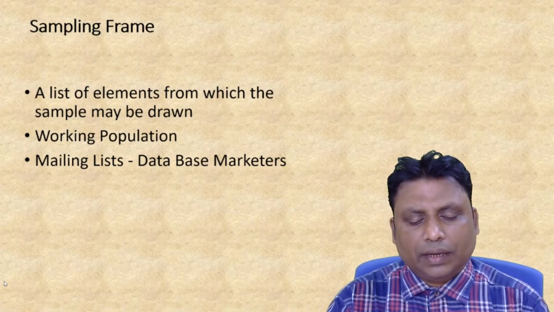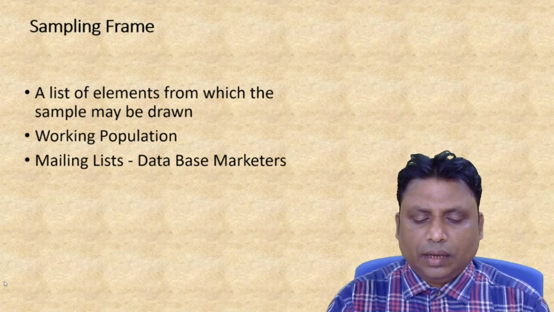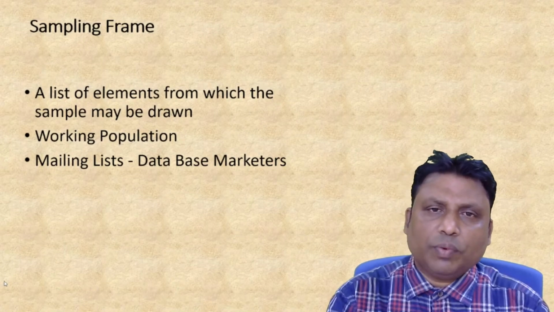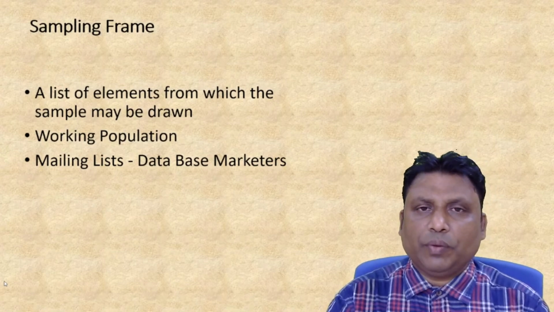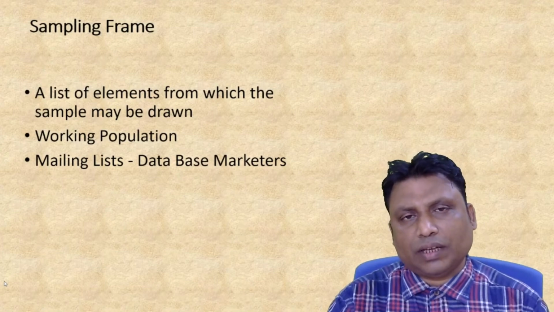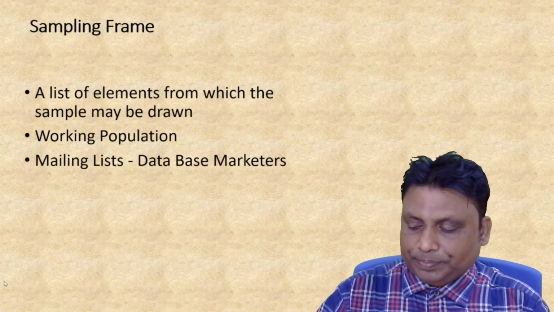So our frame is that at the senior level we send 100 questionnaires, at the assistant manager level 200 questionnaires, and at the executive level 500 questionnaires. This frame you have to prepare first, and then accordingly send your questionnaire. So before you select or collect data from the respondents, first you have to prepare a frame, and accordingly send your questionnaire to the respondents and collect the information.